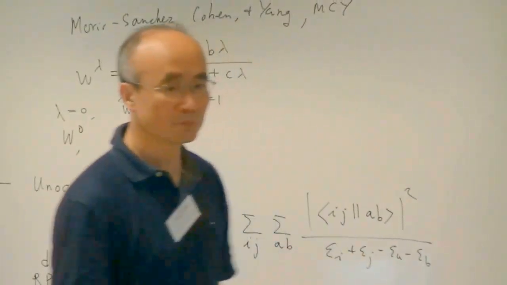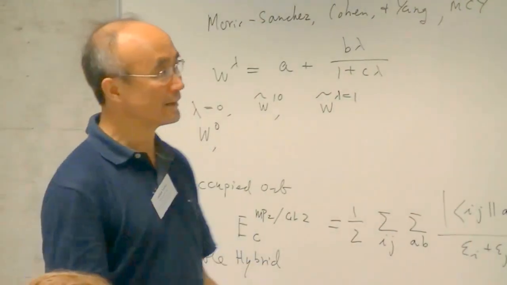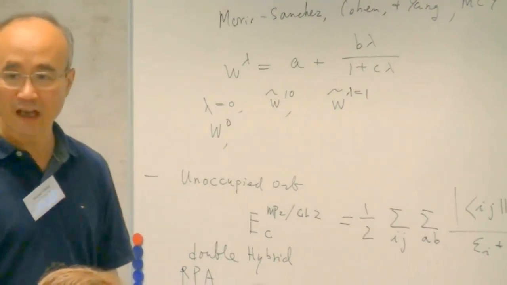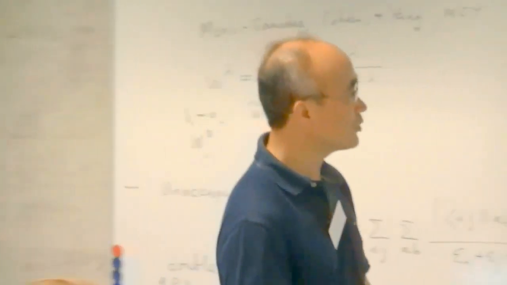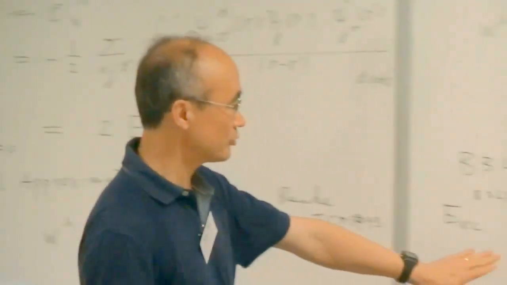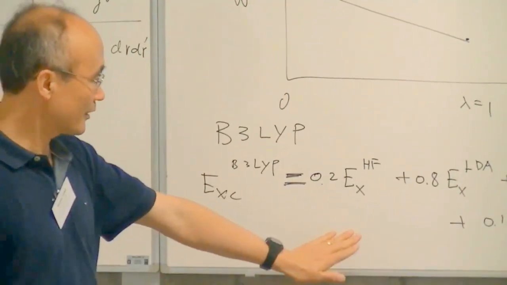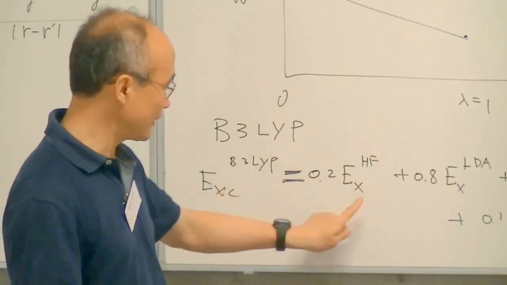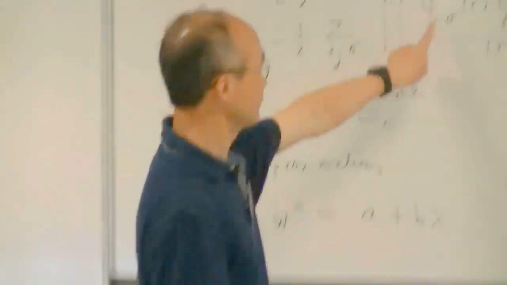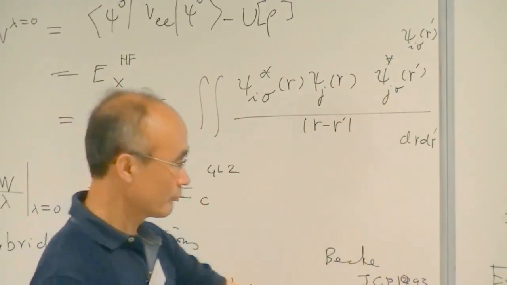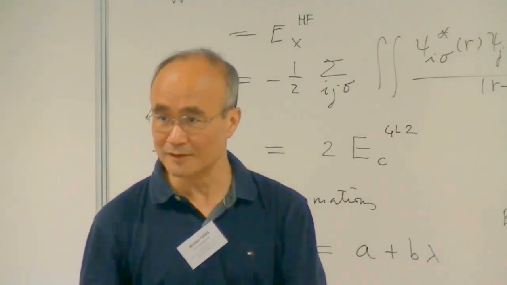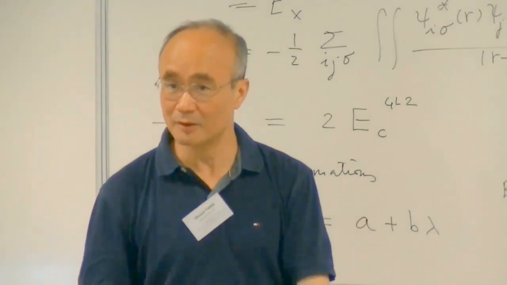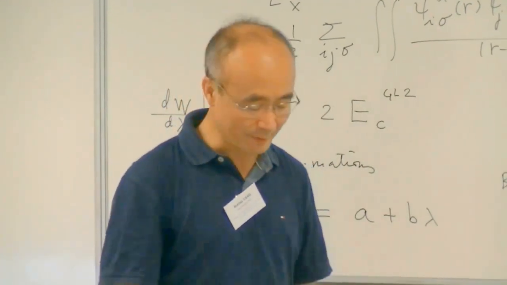Okay, so the next topic is how do we carry out DFT calculations? And we'll focus on this type of functional for now. It has exchange, Hartree-Fock exchange, that depends on orbitals, occupied orbitals. And this is your normal DFT. So how do you carry out the minimization? For the ground state, you have the functional, and you have to find the minimum to get your energy.